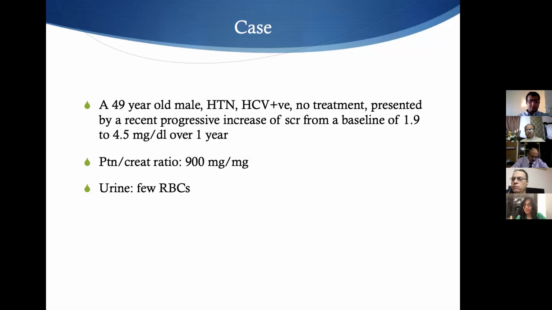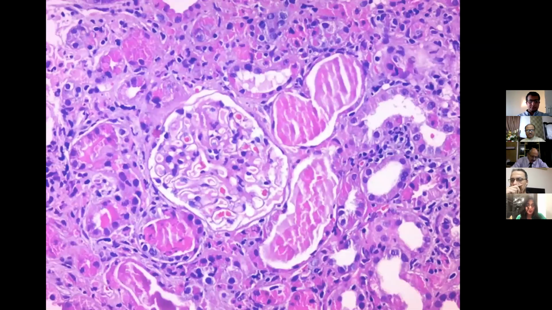Okay, you want to see the biopsy? Yes. This is his biopsy. And again, this patient was not overtly chronic. He was not that acute, but he was also not that chronic.